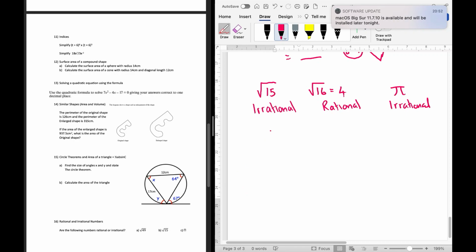So in our question 16, the first one is the square root of 49. That is 7. That is rational. The next one is the square root of 15, which we've already said is irrational. The third one is pi. That is irrational.